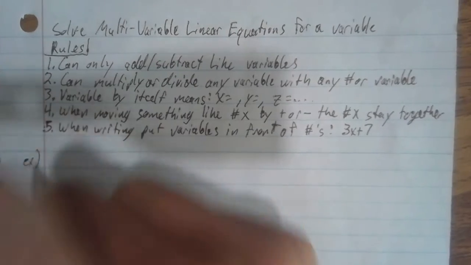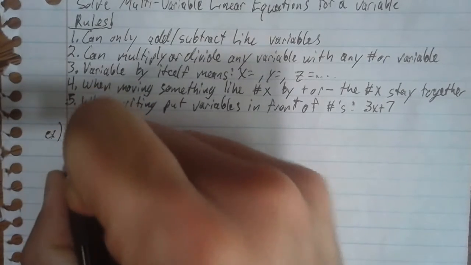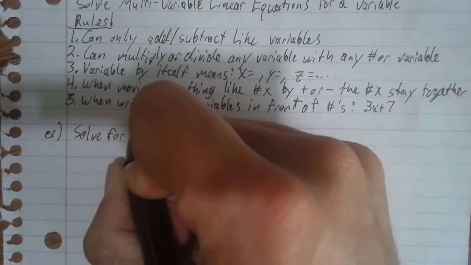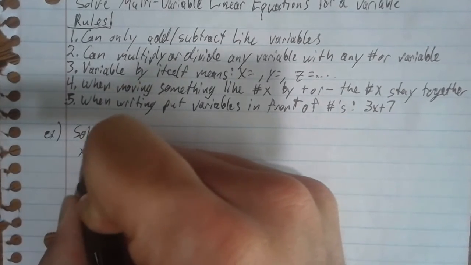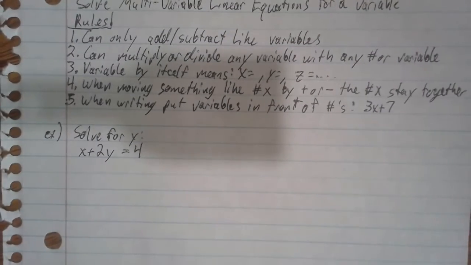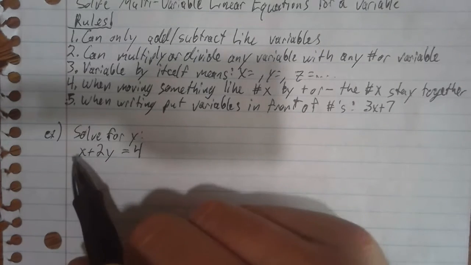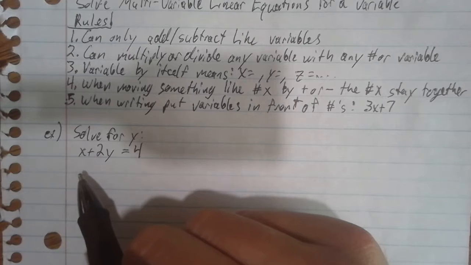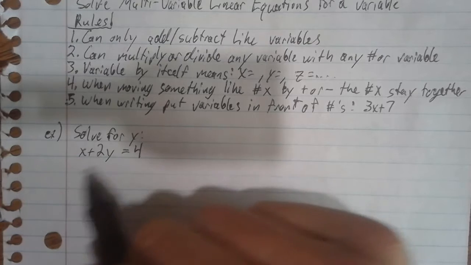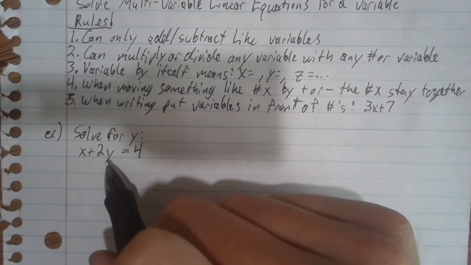So let's go ahead with our first example. We are going to do solving for y, x plus 2y equals 4. So we want to get the y by itself. We're going to just act like these are numbers. So this is just like all the multi-step equations we had, where we're trying to get the y by itself.